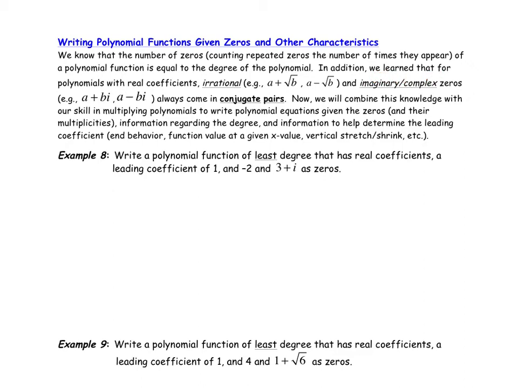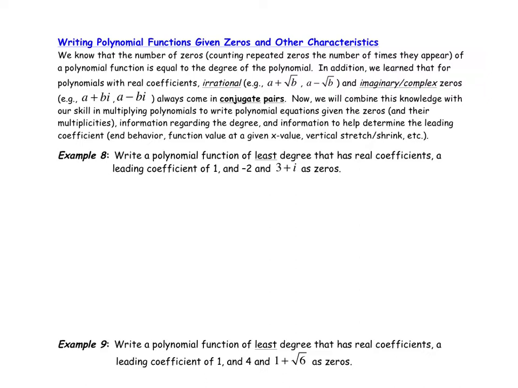In addition, we learned that for polynomials with real coefficients, irrational zeros like a plus rad b or a minus rad b, and imaginary or complex zeros such as a plus bi and a minus bi always come in conjugate pairs. So if we're told, for example, that rad 7 is a 0, we also know that its conjugate, which is negative rad 7, will also be a 0. And we're going to combine this knowledge with our knowledge of end behavior, the leading coefficient test, to be able to write polynomial functions. So let's try example 8.